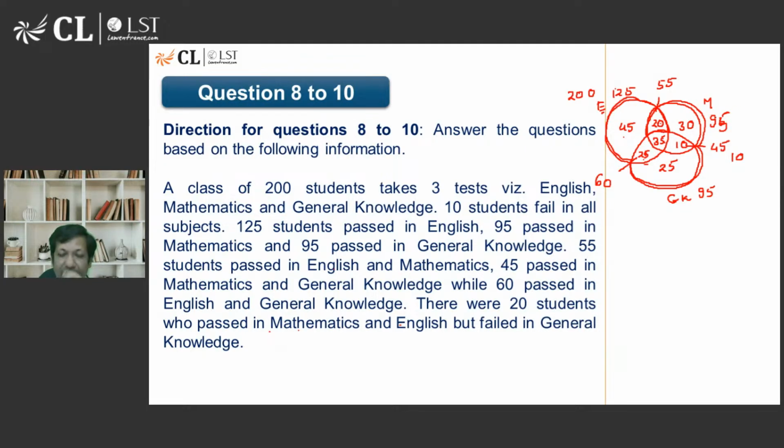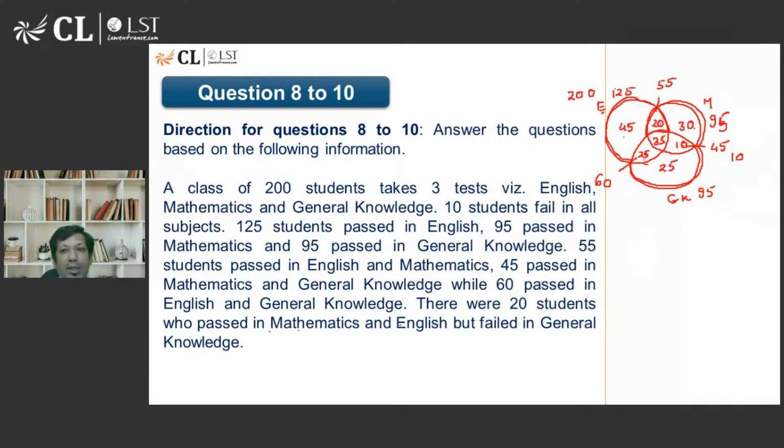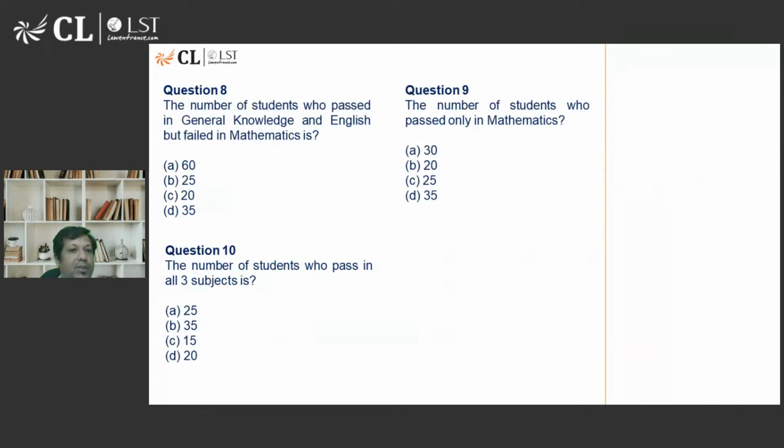Similarly, total is 95. So 20, 35, and 10. So this value is going to be 30. Okay, now let's solve the first question. The number of students who passed in general knowledge and English but failed in maths. Okay, GK and English, so only GK and English is 25. So the answer of this question is going to be option B.